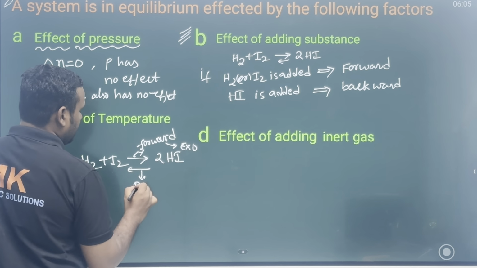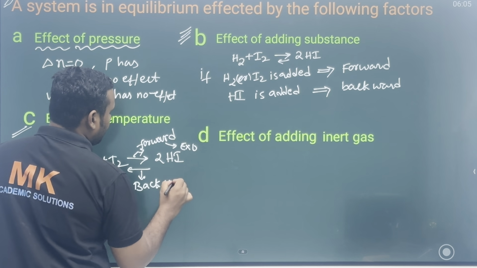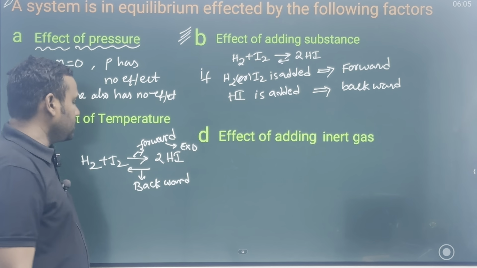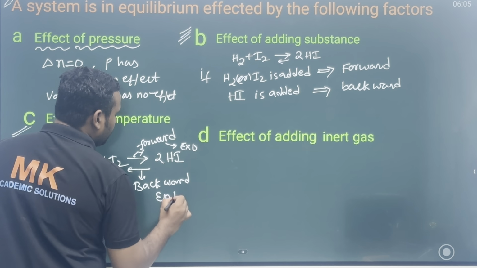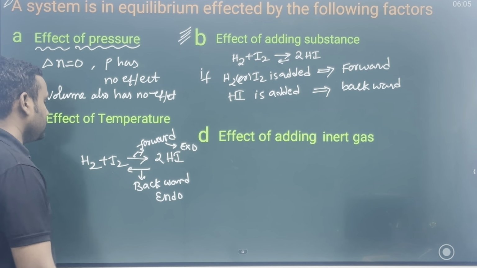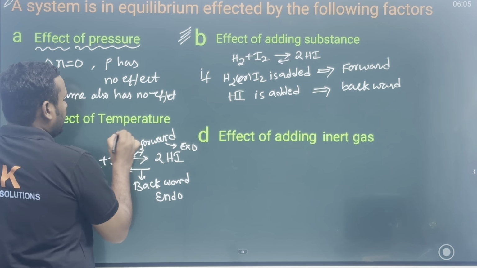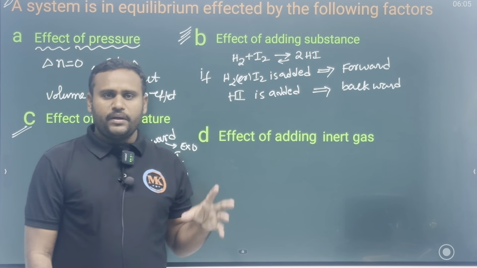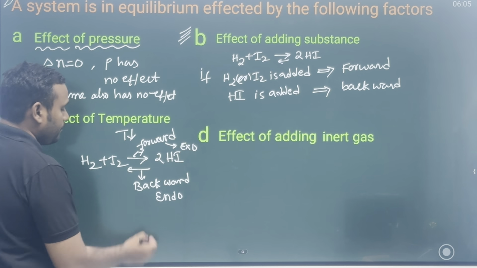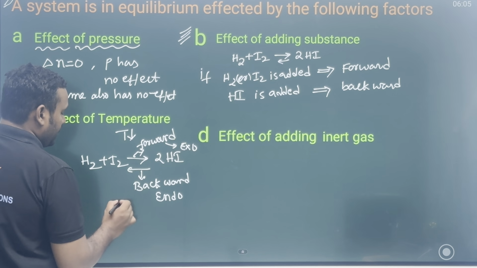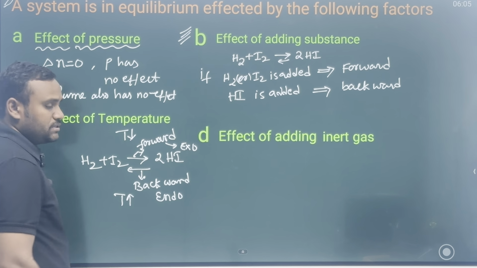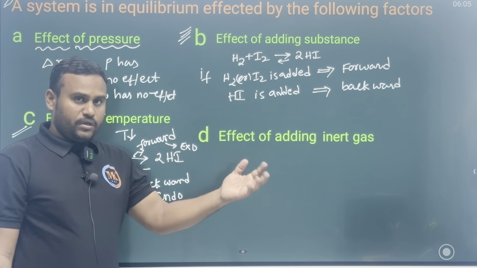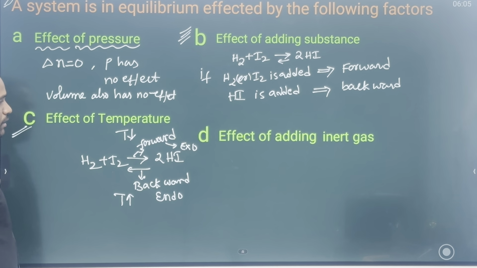See, forward reaction is exothermic, means automatically the backward reaction is what? Endothermic reaction. So here the forward reaction is favored by decreasing temperature. Every exothermic reaction, you remember children, is favored by decreasing the temperature, and the backward or endothermic reaction is favored by increasing the temperature. If you decrease the temperature, forward reaction is going to take place. If you increase the temperature, backward reaction is going to take place.